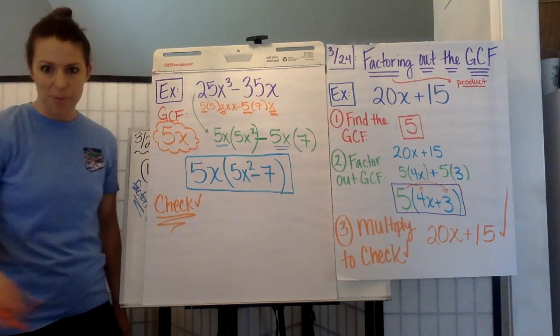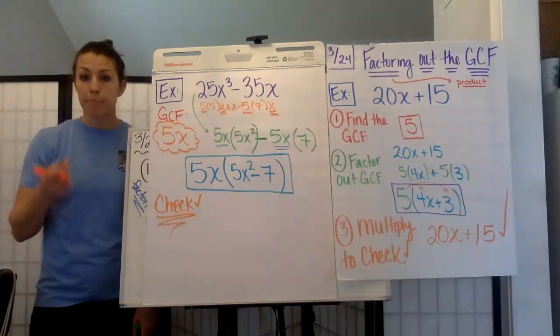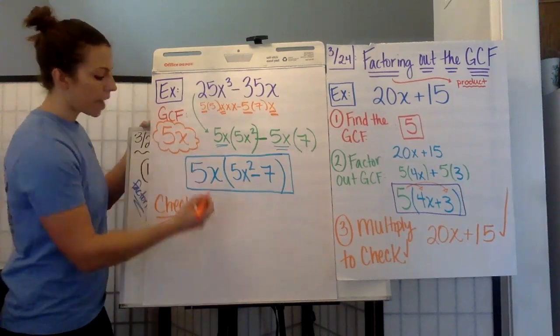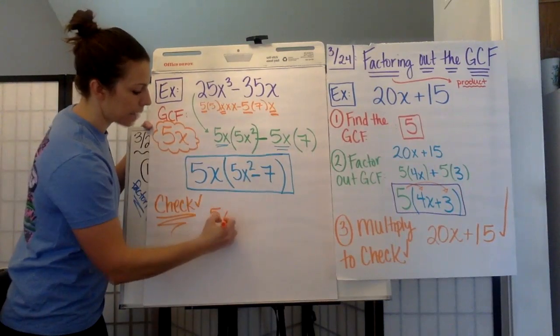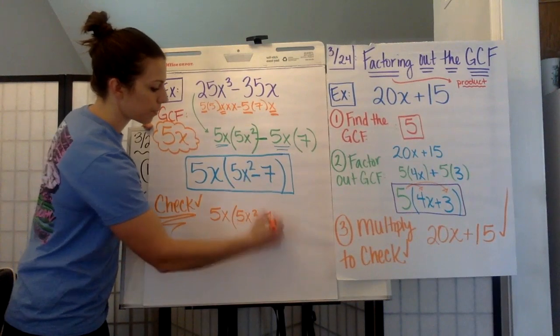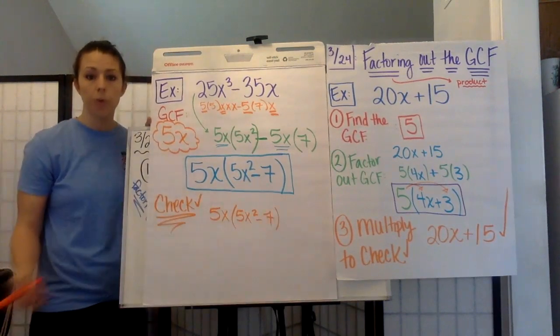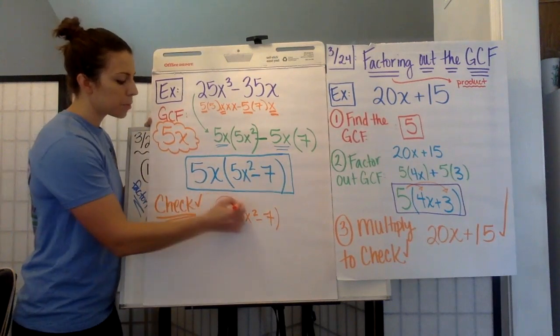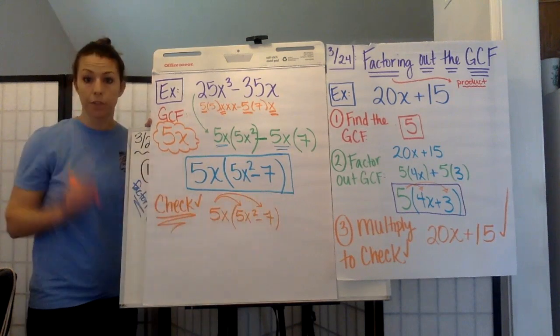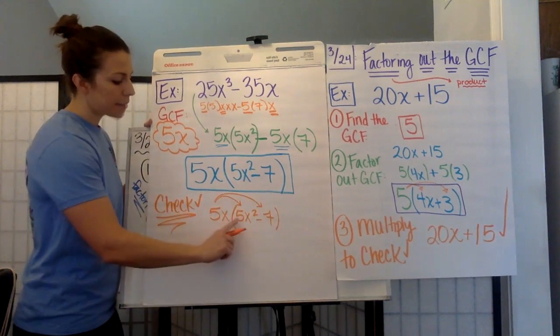Apply the distributive property. Some of you will be able to do this mentally. Some of you will actually need to do this on a piece of paper. Either way, we're gonna check it. I'm gonna write it out this time. Okay, here we go. So distributive property just means multiply the outside factor by both terms on the inside of the group. 5x times 5x squared.